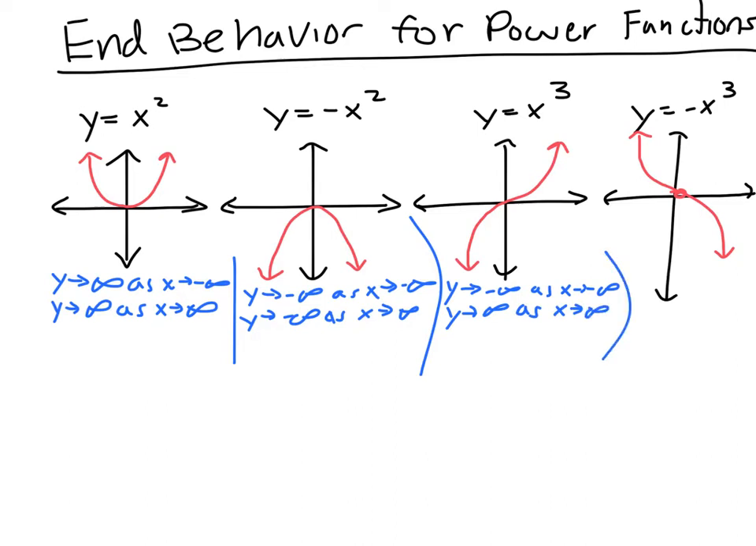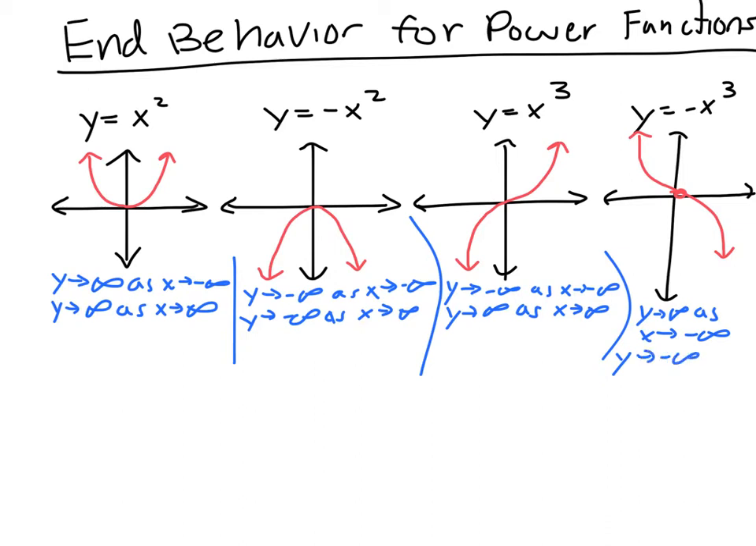All right, last one. First, let's think about this. So here's x going to negative infinity. What's y doing? y is going to positive infinity. So y is going to positive infinity as x is going to negative infinity. And then on the other side, as x is going to positive infinity, what's y doing? y is going to negative infinity.